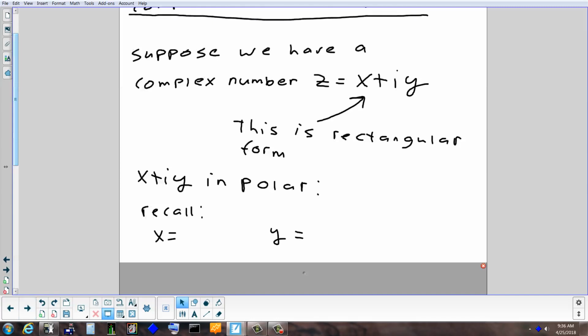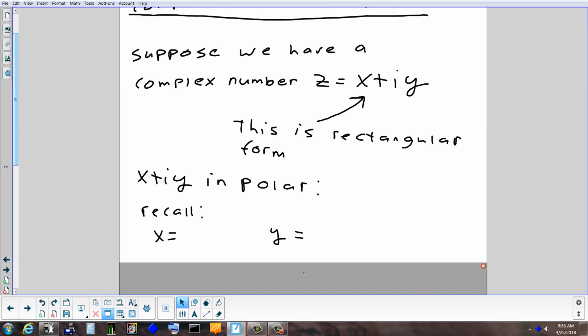Now, everything you need to write a complex number in polar, you already know. Nothing changes from what I taught you on Monday and Tuesday. Monday we did real numbers in polar. Now we're doing complex numbers in polar. It's going to be exactly the same thing.